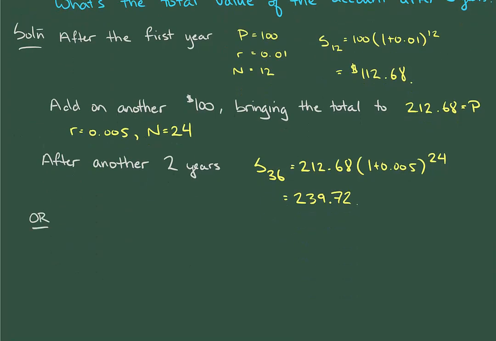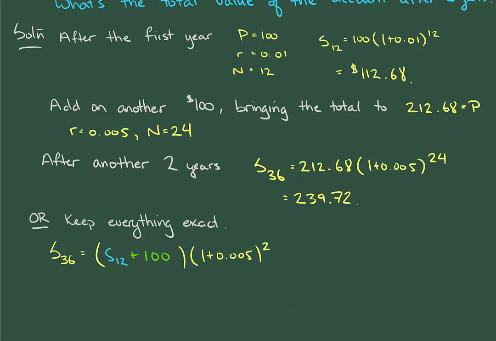Now, me personally, I love to keep things exact. So instead of computing 112.68 and 239.72, let's redo the computation, but let's keep everything together. So the principal at the beginning of year 2 was S12 plus 100, right? It's what we'd earned after the 12 months, and we added on $100 to that, and then we compounded that at 0.5% for 24 months. So here, all I'm doing is just expanding out the numbers that we'd already computed, but not evaluating any of them. And this is a totally fine answer as well. And in fact, there's a very real sense in which this is a very nice answer. It obviously looks bigger and more complicated, but we know it's exact, right? We don't have to worry about any rounding.